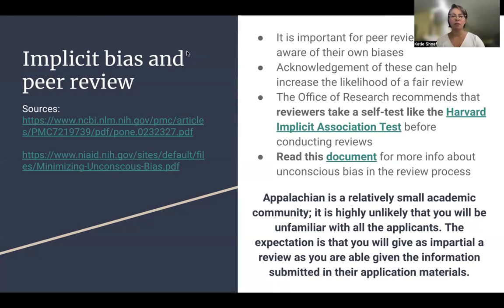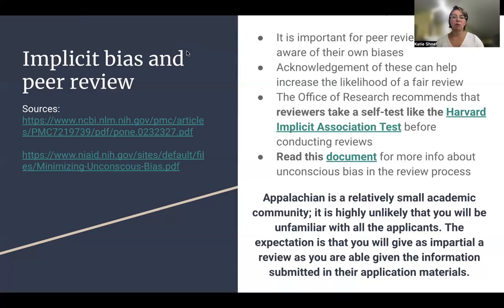We recommend in the Office of Research that you take a self-test like the Harvard Implicit Association Test before you conduct your reviews, just to bring your own awareness to those biases that you may have. Even if you've done a test like this before in the past, we would recommend that you do another one just to keep these things at top of mind so that you can be doing some self-reflection while you are reflecting on and commenting on other folks' proposals. I've also got some documents linked there that can help you understand the unconscious bias in the review process and how it could impact it and why it's important for you to really be aware of and acknowledging your biases before you go into the review process.